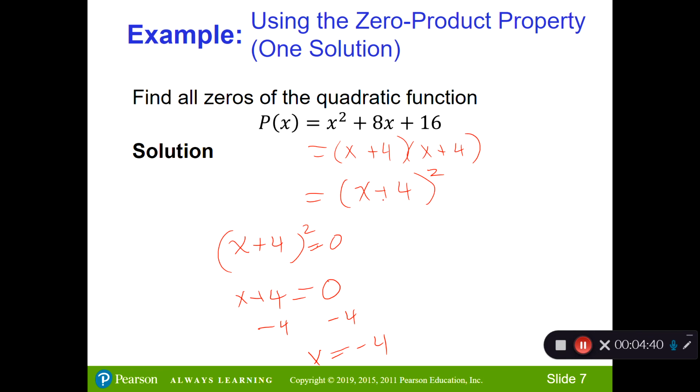Now in this case, we have the repeated solution, x equals negative 4. We also say it's a zero of multiplicity 2. And we'll talk more about that coming up, the multiplicity of a zero. But basically, however many times the factor repeats here, the exponent would be the multiplicity of the zero.